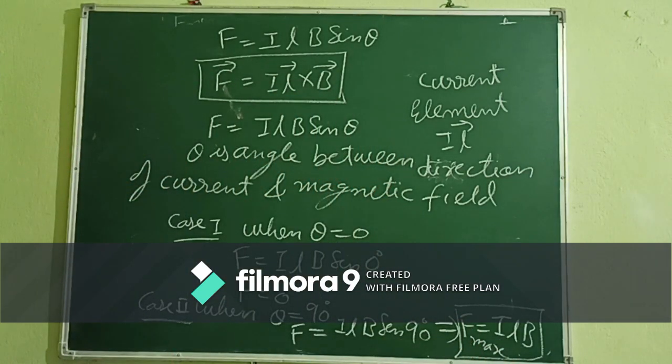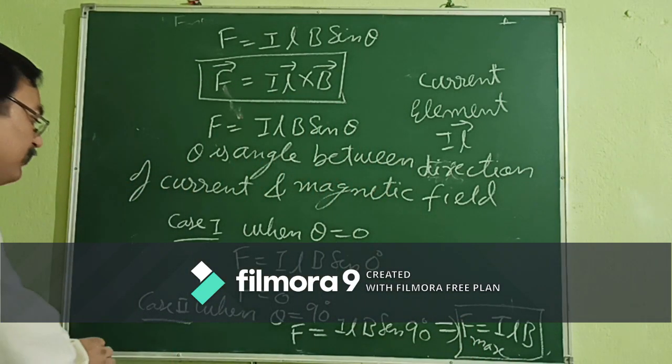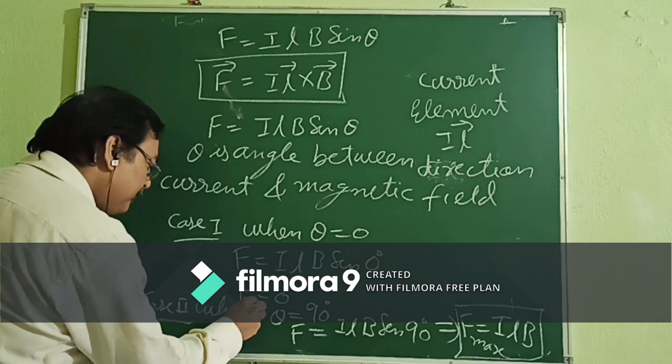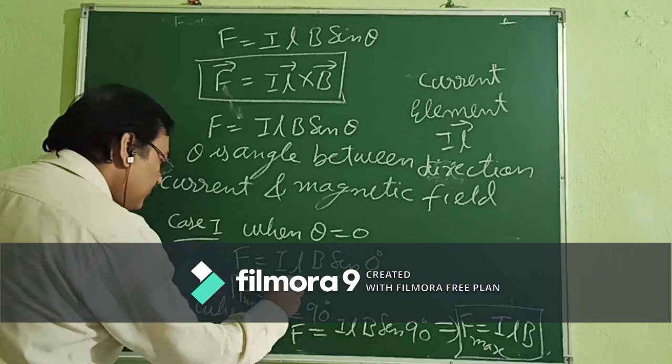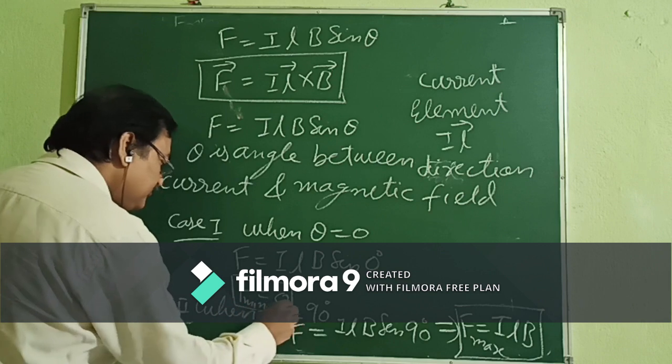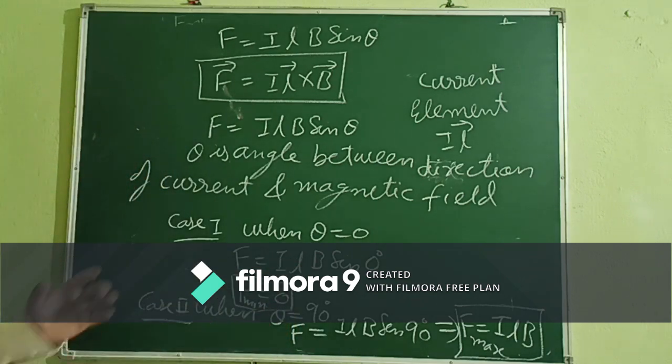Okay, clear? So this is the minimum force we can see, and that is the maximum force. When will the minimum force act? When the direction of current and magnetic field are both along the same direction, then the force is 0.